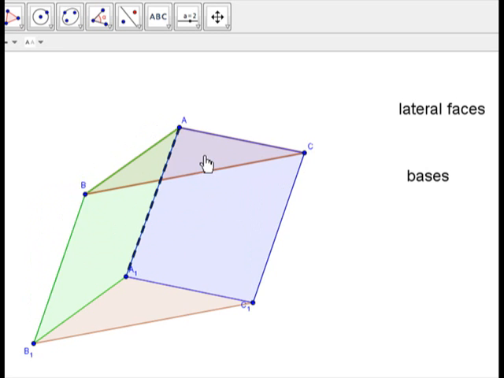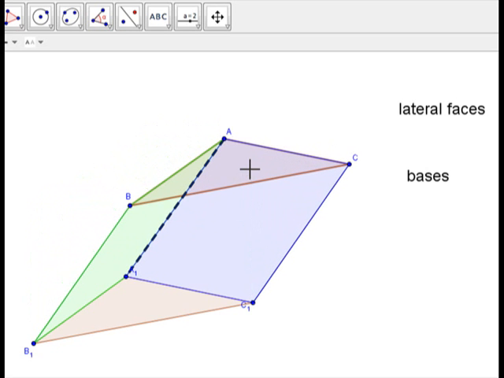And notice I can actually slide it over so it's skewed, and those faces, otherwise known as lateral faces, are no longer rectangles. They're actually now parallelograms. So this is still considered a prism, although we don't usually deal with prisms like that.